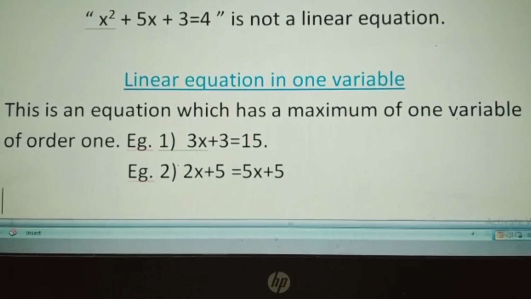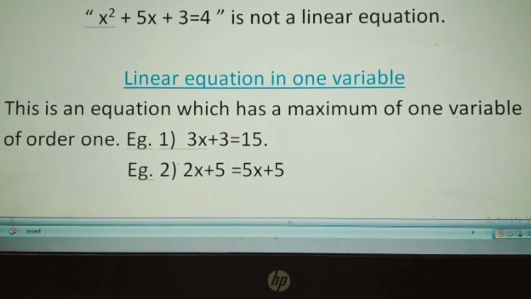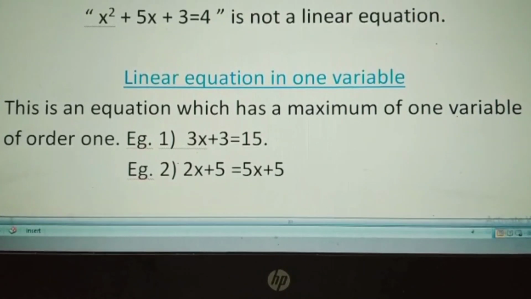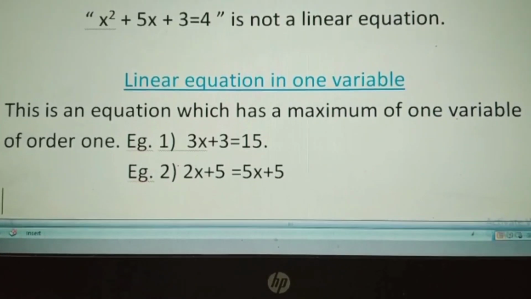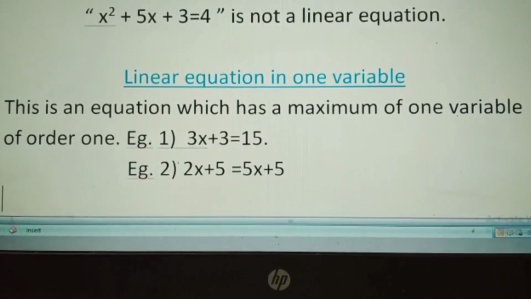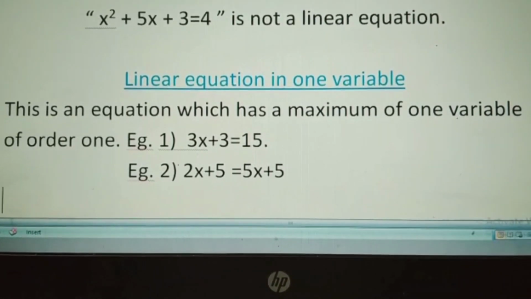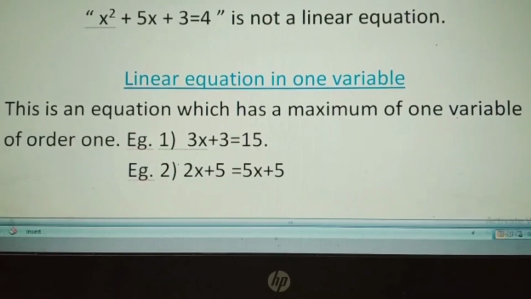Next, what is linear equation in one variable? Our chapter name is linear equation in one variable. Then what is that? This is an equation which has a maximum of one variable of order 1. That is, power of variable is 1 and only one type of variable is there. For example, 3x plus 3 is equal to 15, 2x plus 5 is equal to 5x plus 5.